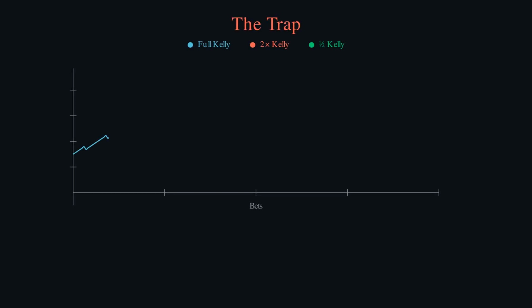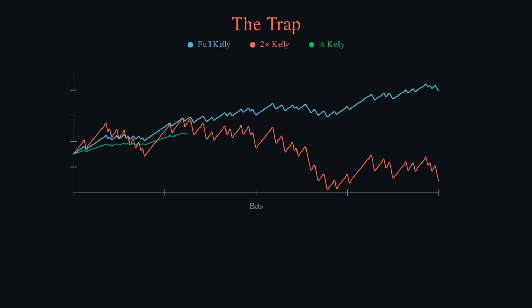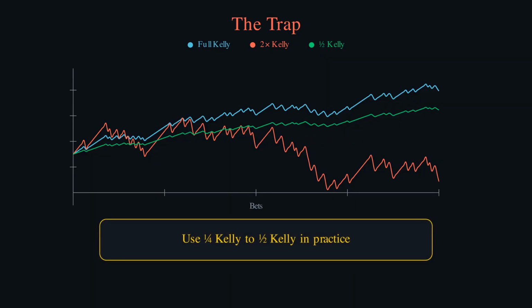But full Kelly is aggressive. Double Kelly is a disaster. Rare lucky runs inflate the average, but your typical outcome is worse. Remember, we estimated 75%. But in practice, you never truly know the winning rate. Most traders overestimate their edge. That is why they use half Kelly.